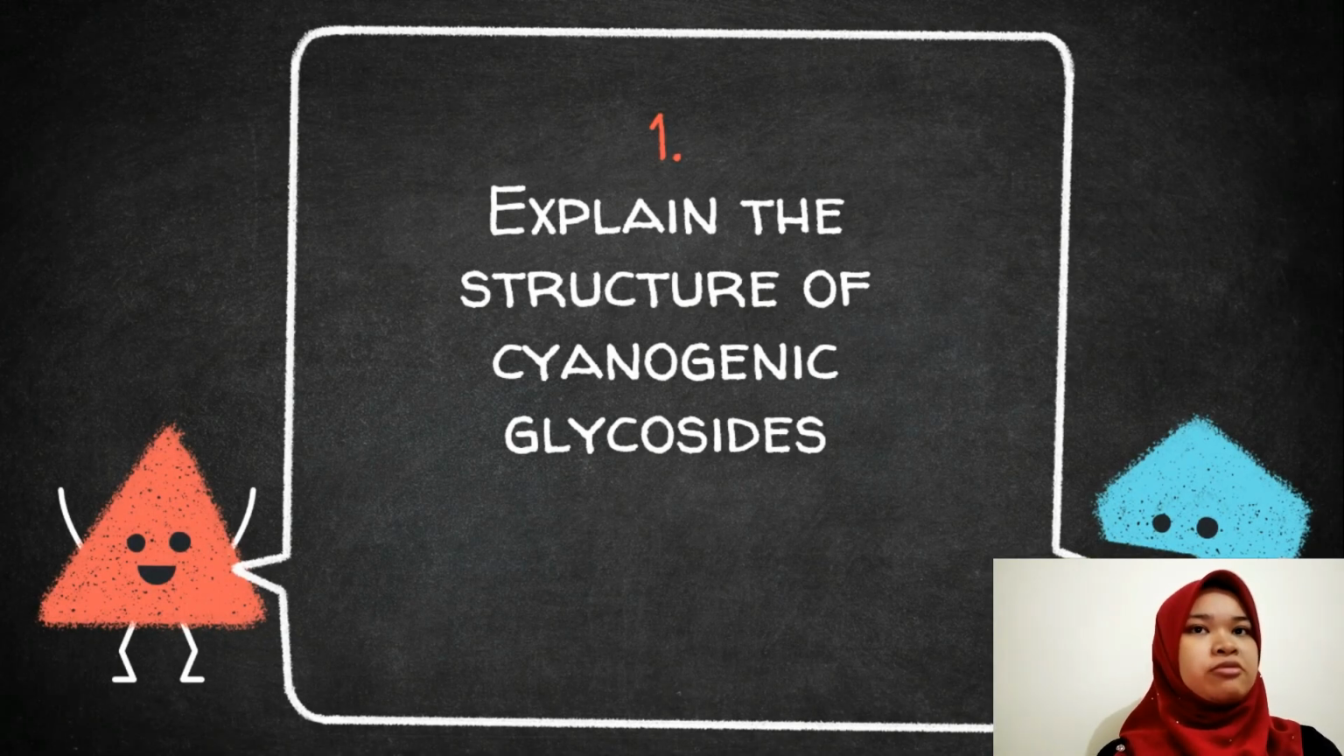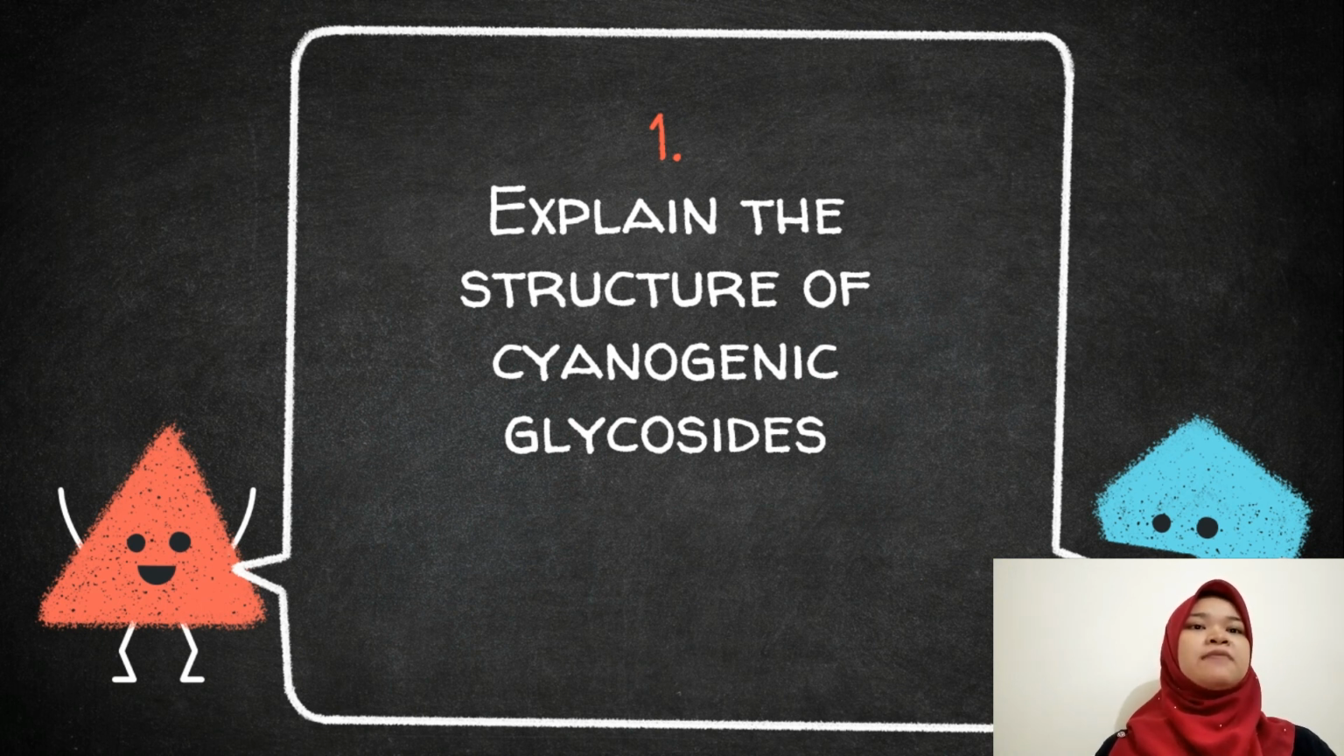Explain the structure of cyanogenic glycoside. Cyanogenic glycoside consists of an alpha-hydroxynitrile aglycone and a sugar moiety that produces hydrogen cyanide during the hydrolysis process. This hydrogen cyanide producing property underlies the toxicity of the plant commonly associated with this compound in human and animal.